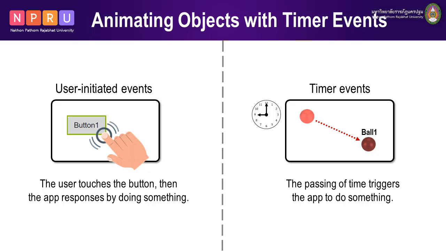Later in this lesson, we will also discuss an alternative method of programming animation using the speed and heading properties of the image sprite and ball components.